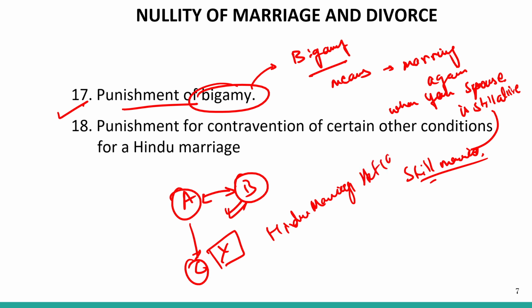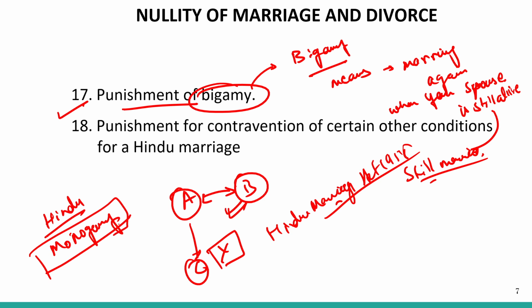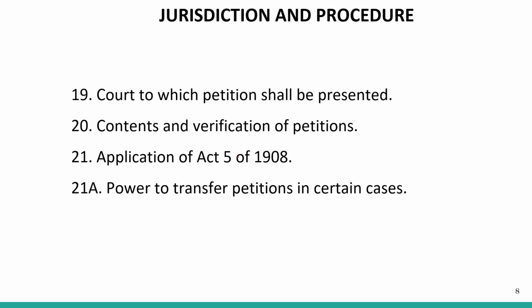Act of 1955. So we need to understand here also that in Hindus, we only allow monogamy. What is monogamy? That one husband and one wife. There cannot be more than one husband, there cannot be more than one wife in regards to marriage. So that is something that we need to understand. And then we'll be discussing punishment for contravention of certain other conditions for a Hindu marriage. That what are the grounds if you are not able to comply, then what will happen?